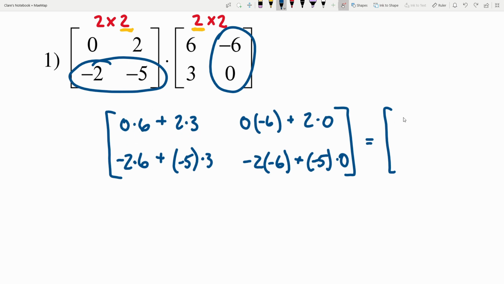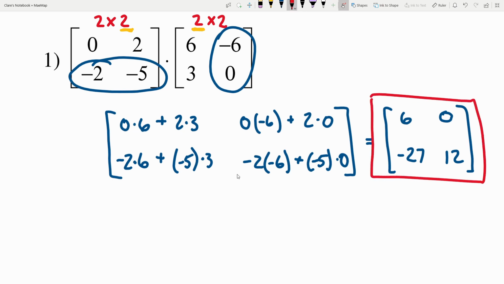0 times 6 is 0, plus 2 times 3 is 0 plus 6, which is 6. And then 0 times negative 6 is 0, plus 2 times 0 is 0. Then negative 2 times 6 is negative 12, plus negative 15 is going to result in negative 27. And then negative 2 times negative 6 is positive 12, plus negative 5 times 0 is just positive 12. So my solution in number 1 is 6, 0, negative 27, 12. Let's move on to number 2.